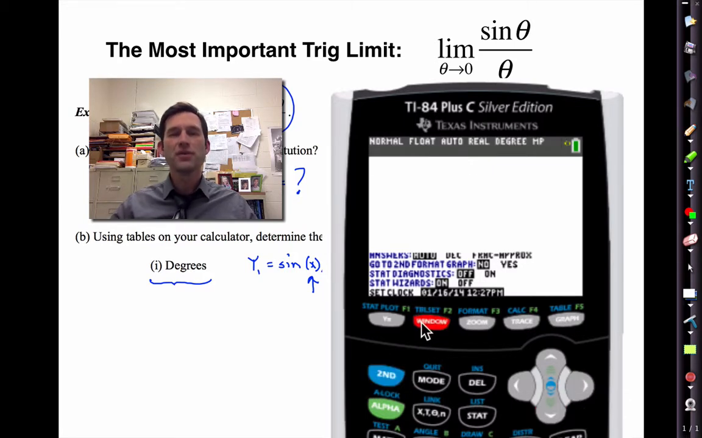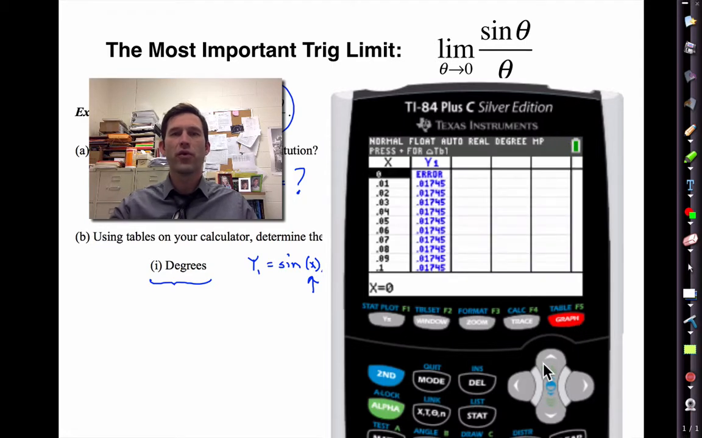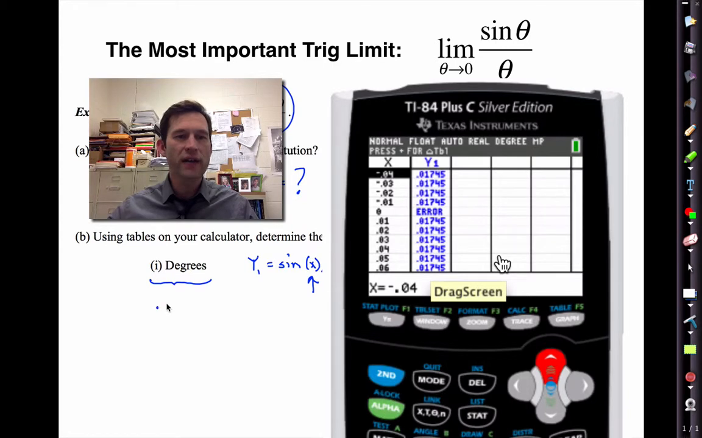Okay, so the table starts at 0. All right, and I want to get very close to it, so I'm going to make my delta table very, very small. 0.01, 0.001, whatever. So let's change that. Now let's look at some values. Go into my table. Maybe scroll up a little bit so that I can look at coming from both the right and from the left. Okay. And what I see in this table is it's a little bit of a mess, you know? But it does seem pretty consistent, and in fact, it's a number that's about 0.01745. You'd think I'd have that memorized after all these years.